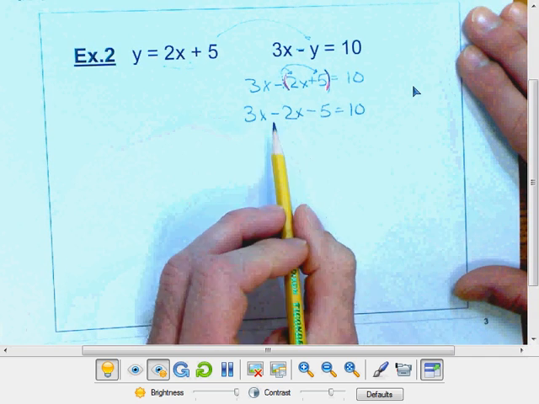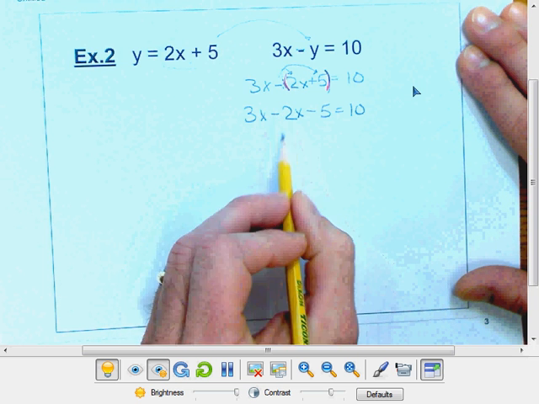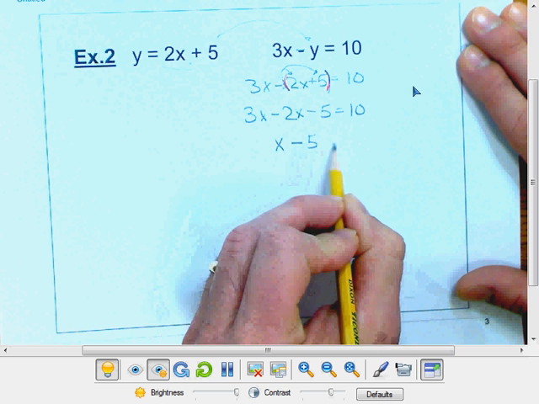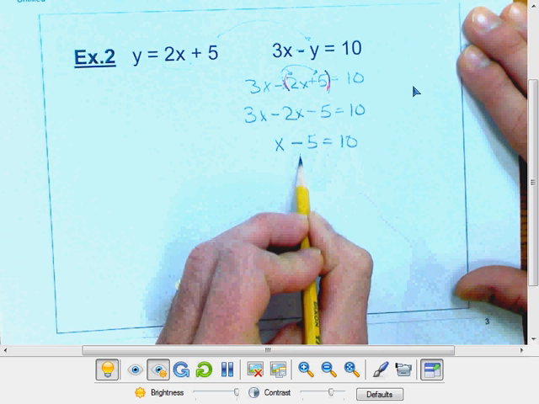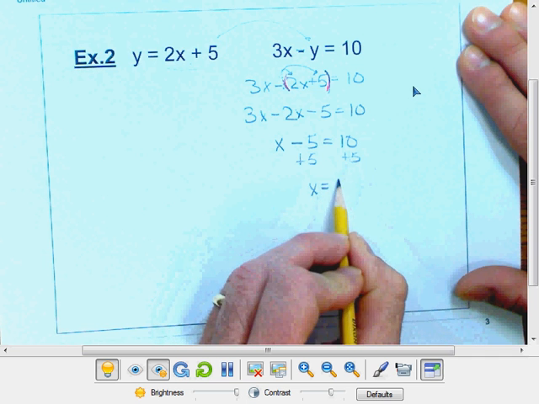So we combine our like terms, our 3x and our 2x. This is subtracting 2x though, so this is going to turn into 1x, or just x, minus 5 is equal to 10. If we add 5 to both sides, we get that x equals 15.